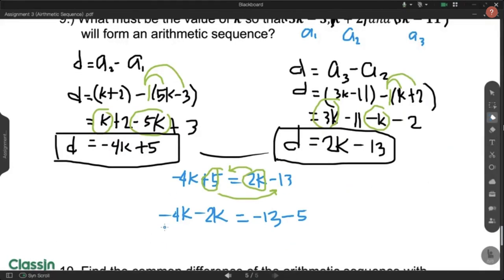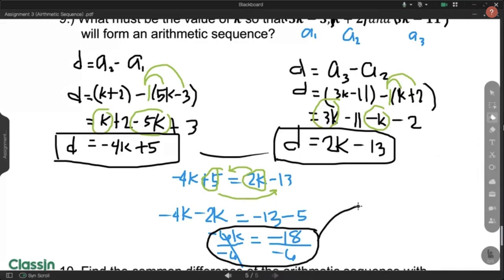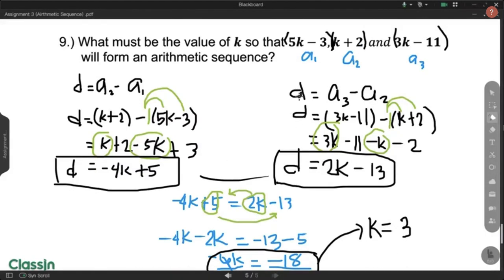Simplify. Negative 4k minus 2k is negative 6k equals negative 13 minus 5 is negative 18. Divide both sides by negative 6. And so here you will see that k is equal to positive 3. The value of k should be positive 3 to make this sequence an arithmetic sequence. But we have to make sure if this is really an arithmetic sequence, given that k is equal to 3.